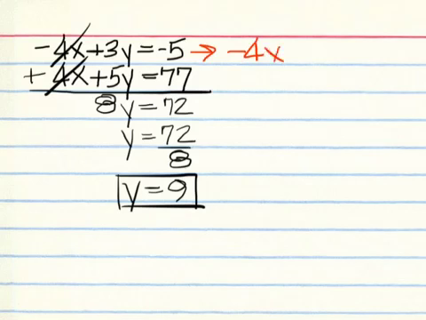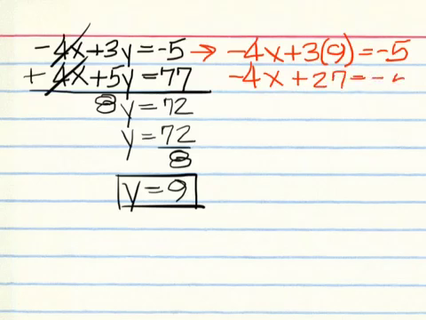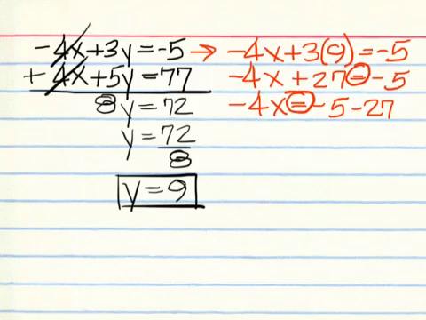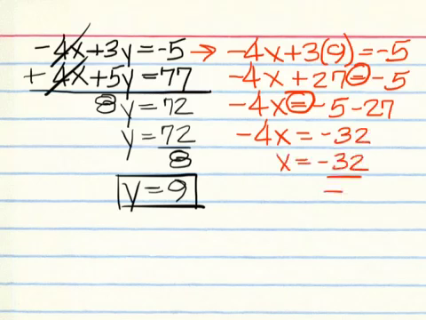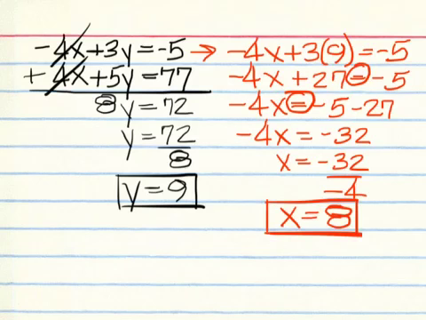So that's -4x plus 3 times 9 equals -5. Simplify to get 27. Move that 27 to the right and make it minus 27. I cannot keep the equal signs lined up because I don't have enough room. And simplify the right, that would be -32. Divide by -4, you should get 8. Final answer is 8, 9.